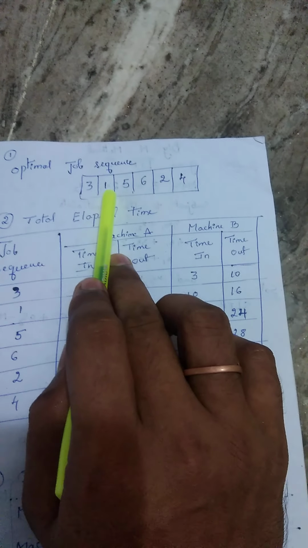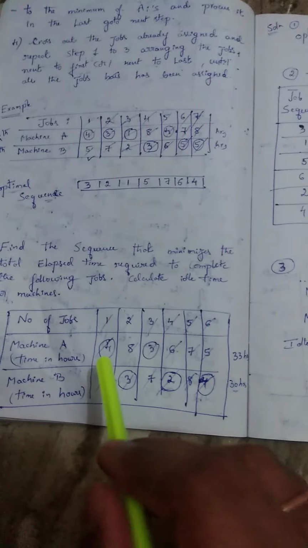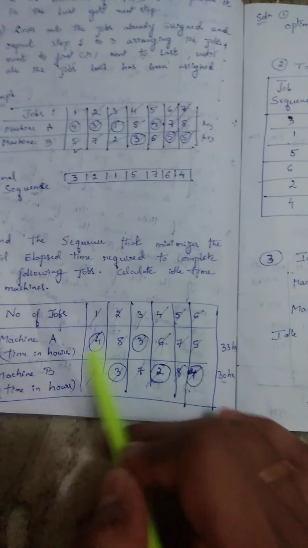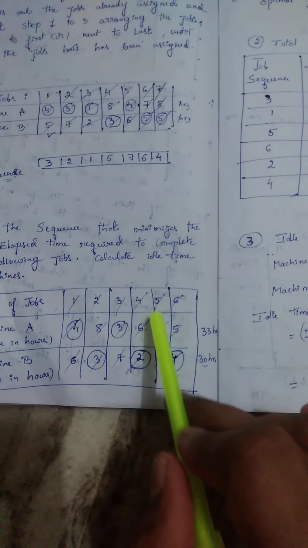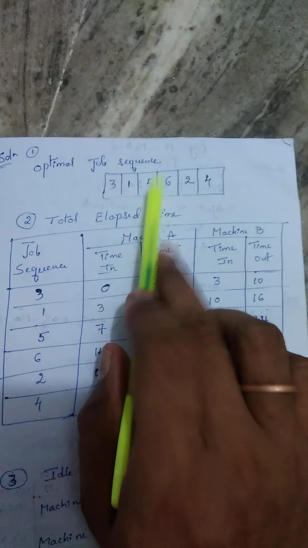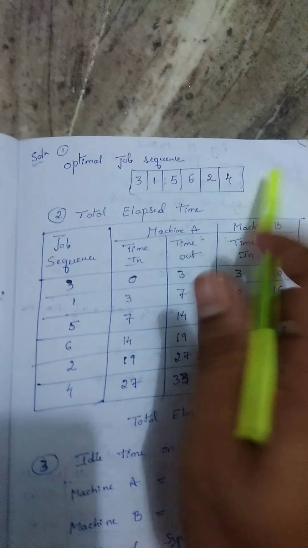First job we are placing in this cell, and sixth job in this cell. After that, cancelling the first job and the sixth job, the last fifth job is leftover. We are placing the fifth job in the job sequence. Therefore, this is the job sequence done.